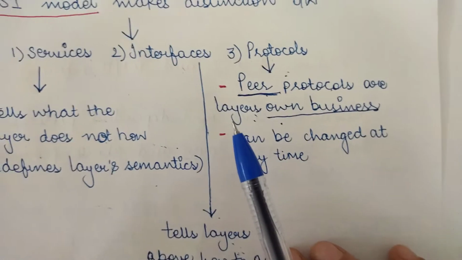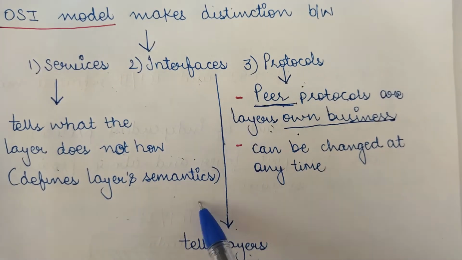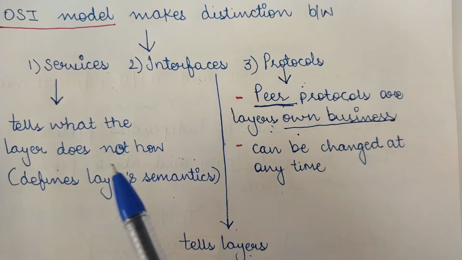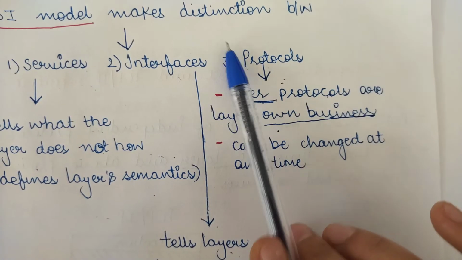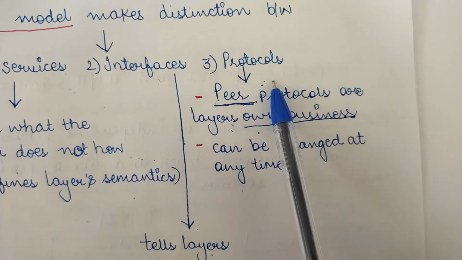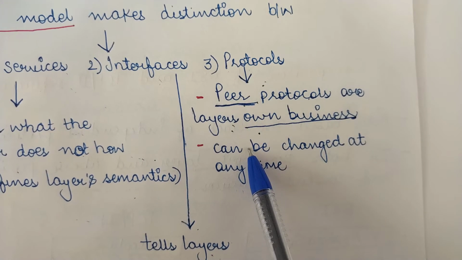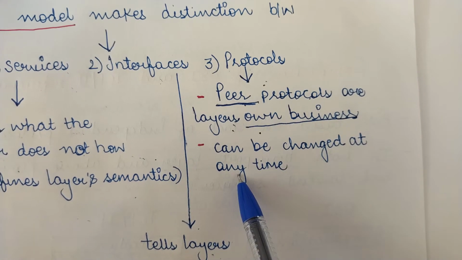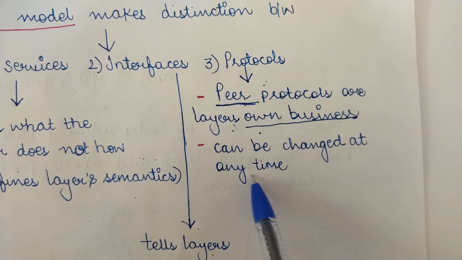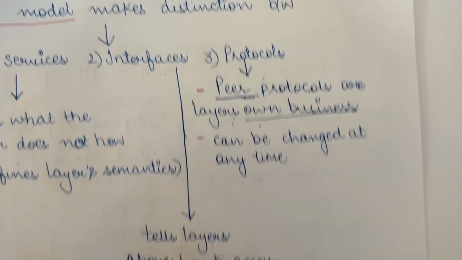Okay. So these are the three ways in which a clear distinction is made between services, interfaces, and protocols. Services tell what the layer does and not how it does it. Interfaces tell the layers how they can access the services of the layers below them. And protocols, the layer itself will decide what protocols it will use for communication, and if it wants to change those protocols, that also it can do on its own independently. The only concern is that the job should be done, right?